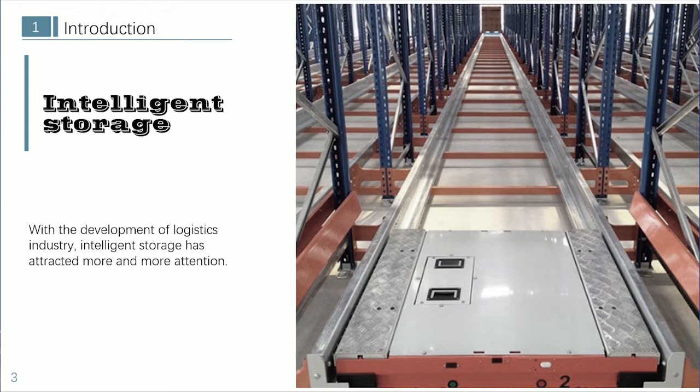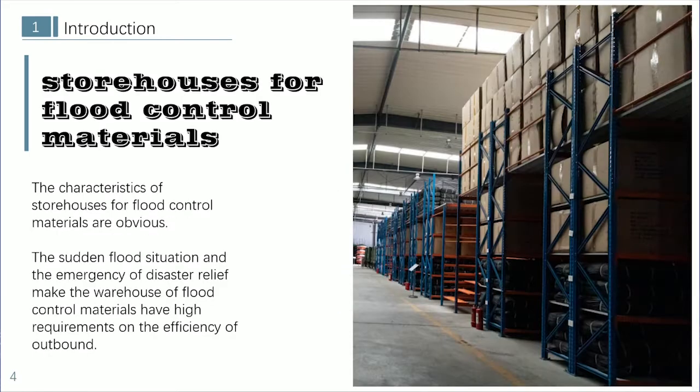With the development of the logistics industry, intelligent storage has attracted more and more attention. The characteristics of storehouses for fluid control materials are obvious. Compared with the common warehouse, the sudden fluid situation and the emergency of disaster relief make the warehouse of fluid control materials have high requirements on the efficiency of outbound, but not excessive requirements on the efficiency of inbound. At the same time, the classification of fluid control materials and goods placement is also a factor affecting efficiency.